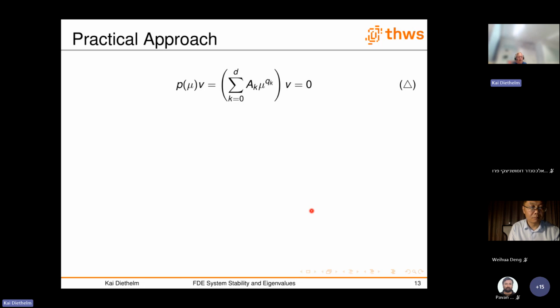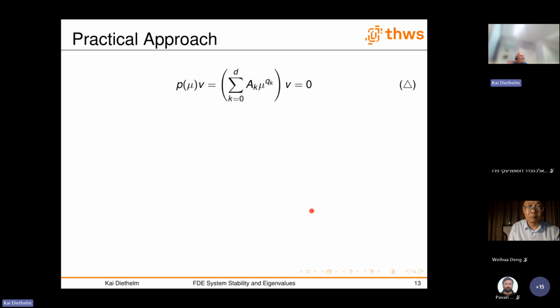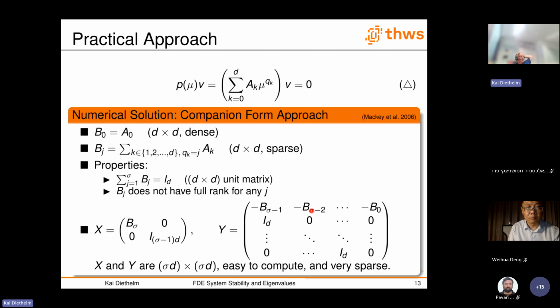Okay, but before we do that, let's look at the numerical approach. A numerical approach is based on the concept of so-called companion forms or companion matrices. So we start from our given polynomial eigenvalue problem up here with those coefficient matrices. And based on those coefficient matrices, which are easy to compute and well known, we can compute another matrix, or rather two other matrices, X and Y.